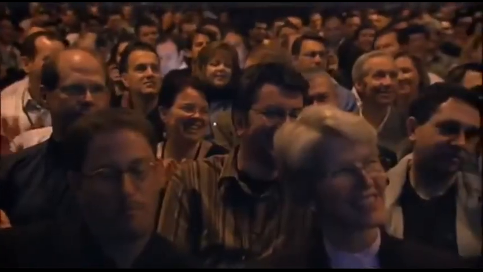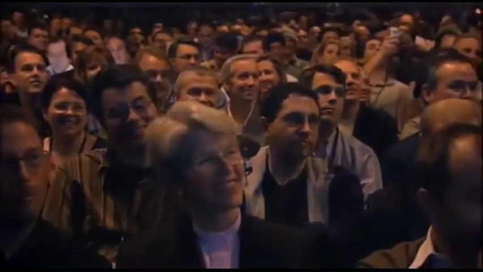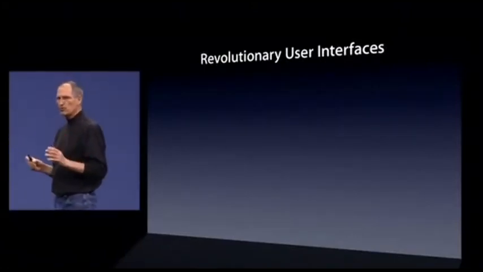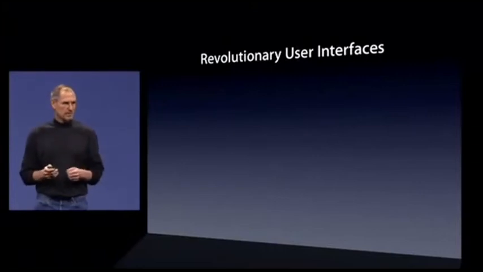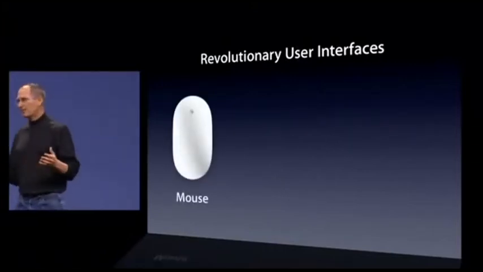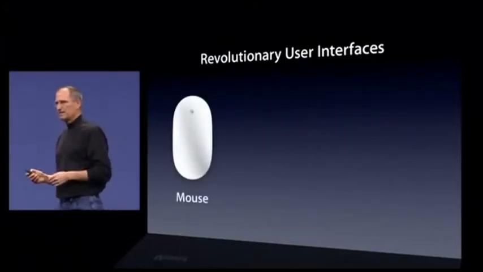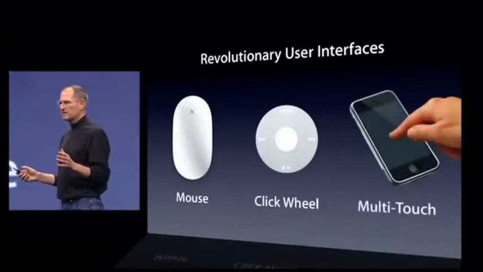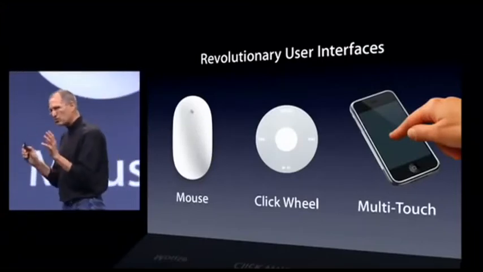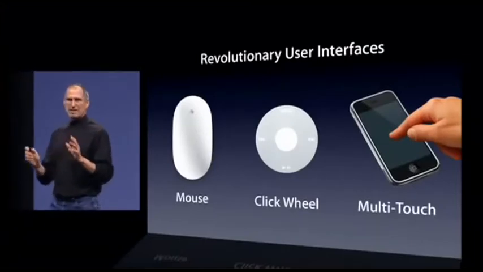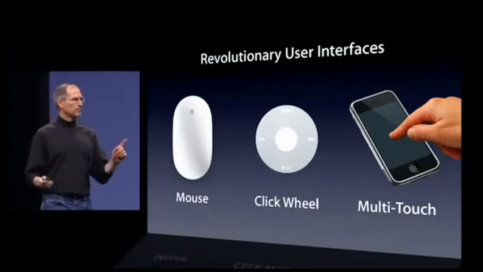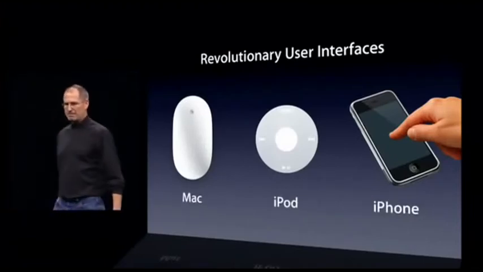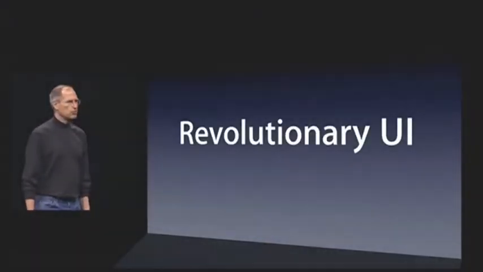So we've been very lucky to have brought a few revolutionary user interfaces to the market in our time. First was the mouse. The second was the click wheel, and now we're going to bring multi-touch to the market. And each of these revolutionary user interfaces has made possible a revolutionary product: the Mac, the iPod, and now the iPhone. So, a revolutionary user interface.